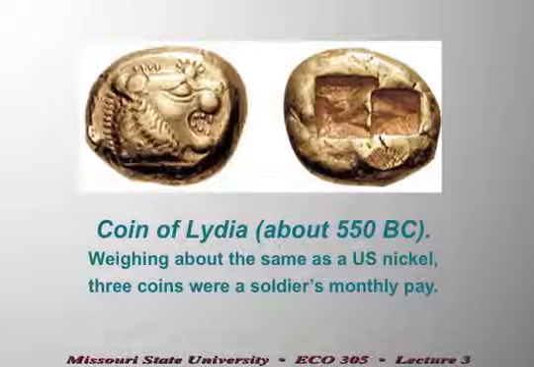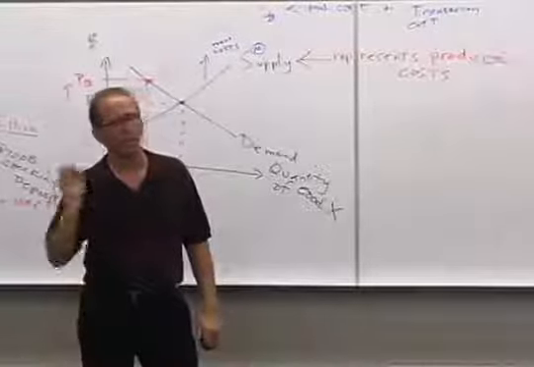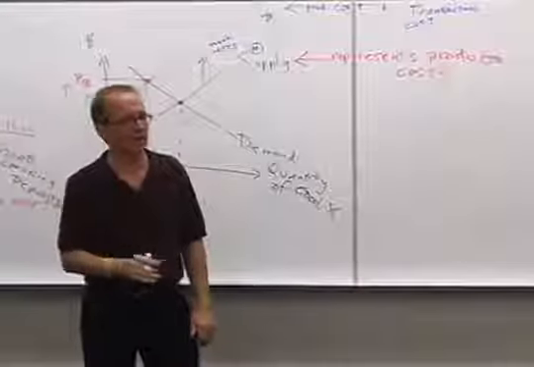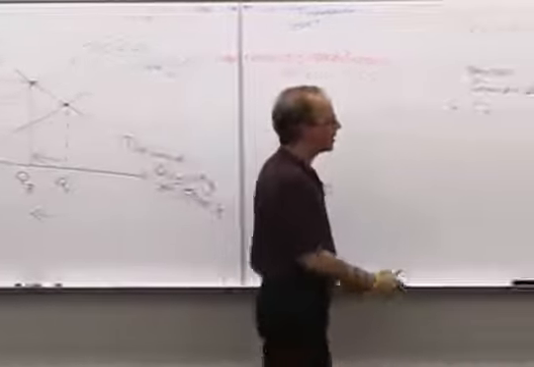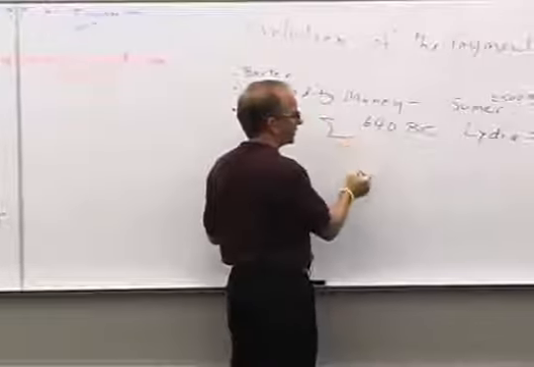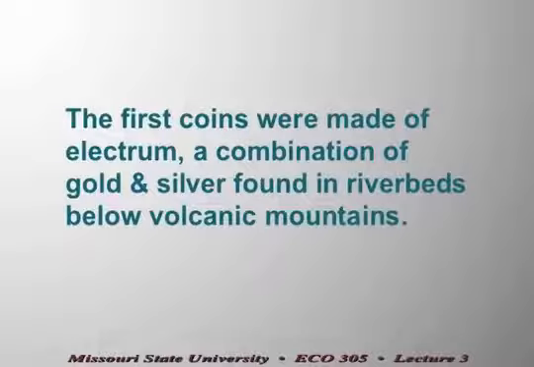So, gosh, we're talking about 1,900 years later, and somebody said, hey, let's put that commodity in a certain form. What was the commodity? What are the coins made of? Something called electrum.